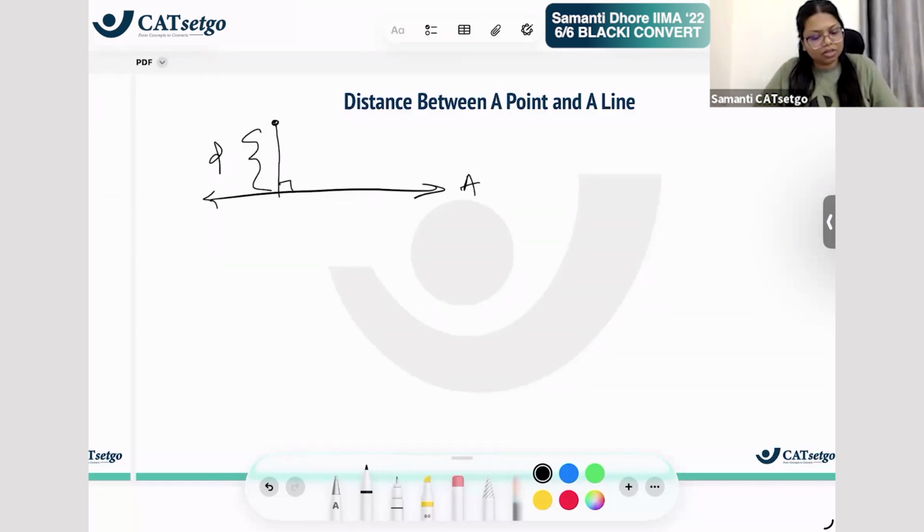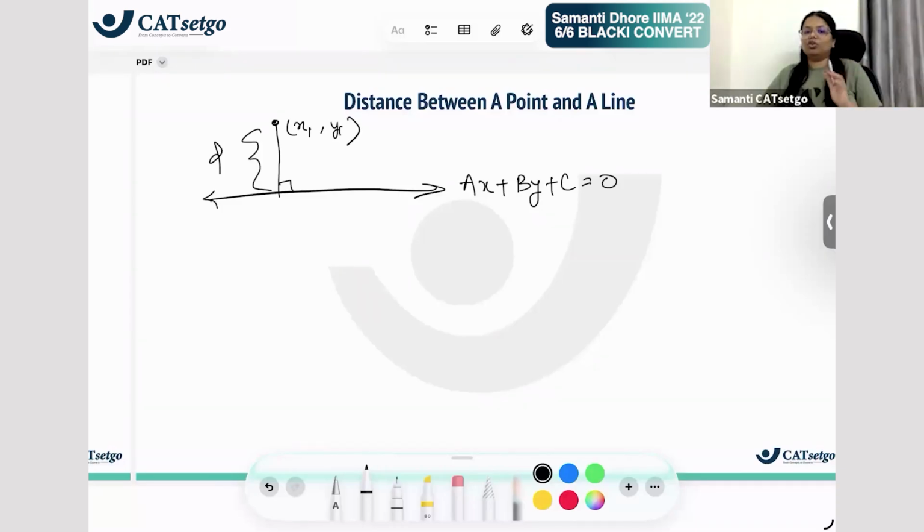So let's say this is the line which is a1x plus b1y. Why am I writing a? Because it is the line, right? So this is ax plus by plus c equals to 0. And this point that is given to you is x1 comma y1. Right? So the point given to you is x1 comma y1. And if you find the distance of this point from this line, the formula is straightforward.